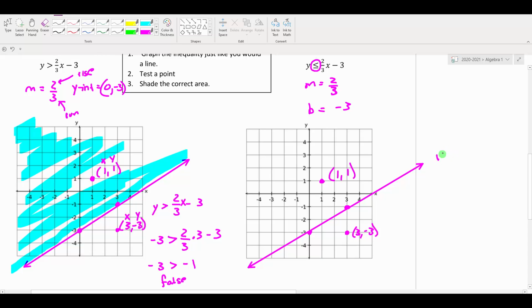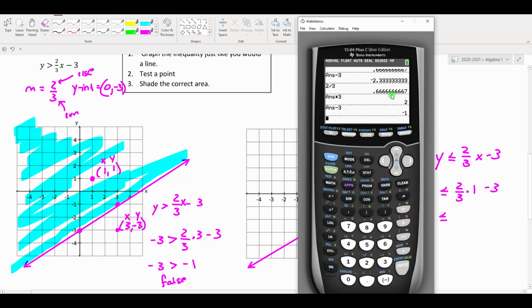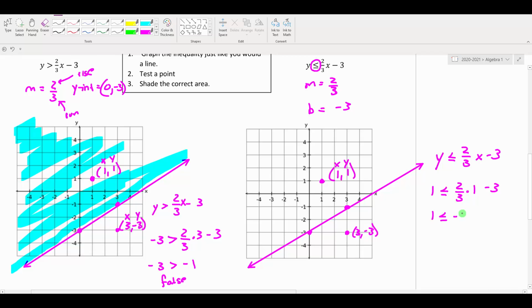So I'm going to come over here and say y is less than or equal to 2/3 x minus 3. Then I plug in my x and y values. x and y are both going to be 1. So y gets replaced with a 1, x gets replaced with a 1, and we evaluate. It's actually going to be the same thing that we got over here. We got 1 less than or equal to, and I believe last time we got negative 2.33.